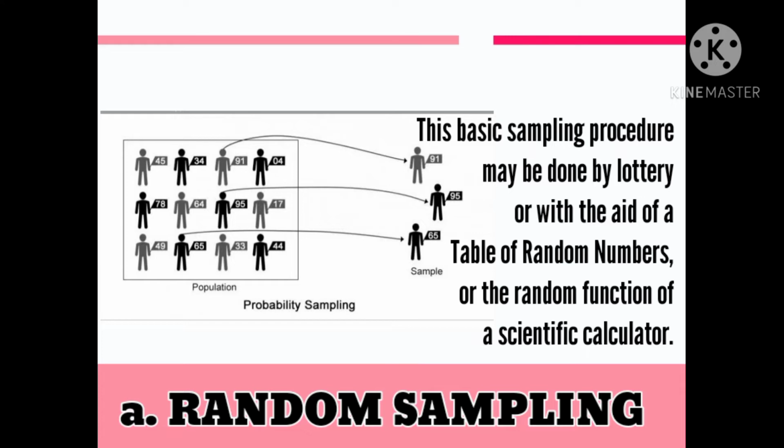Your sampling frame should include the whole population. To conduct this type of sampling, you can use tools like random number generators or other techniques that are based entirely on chance.